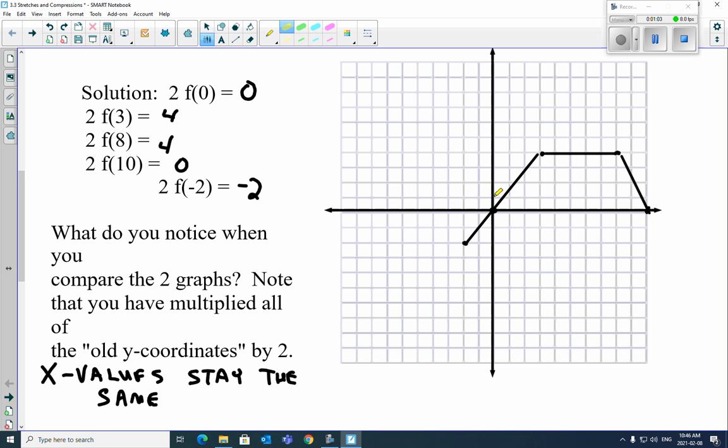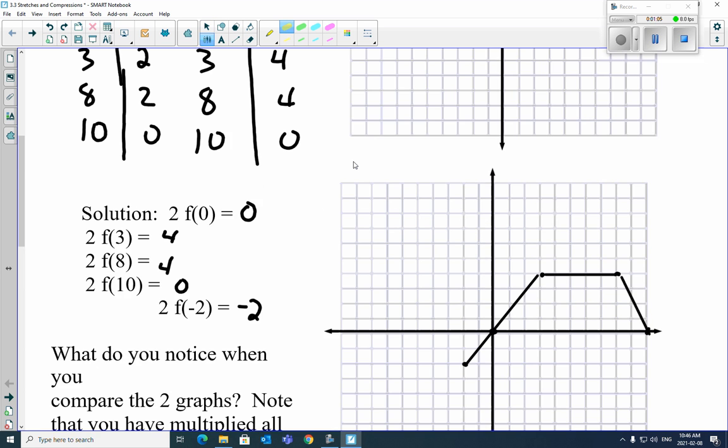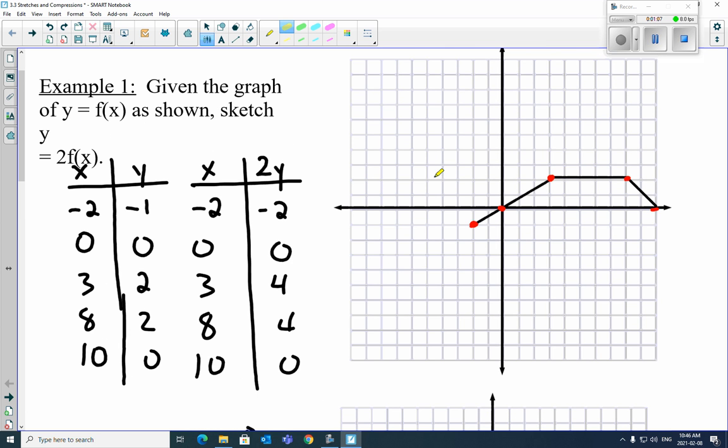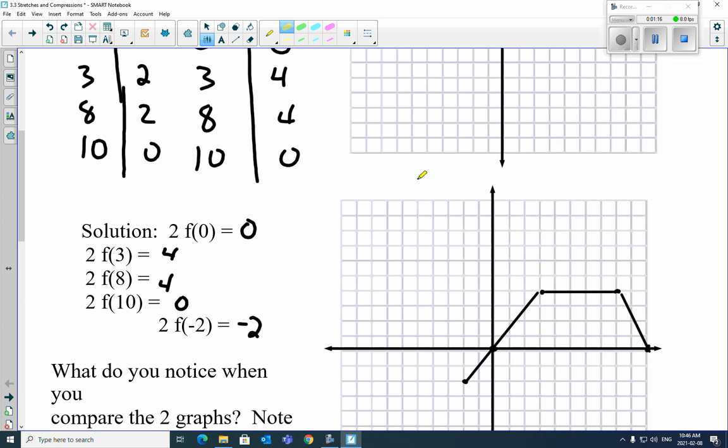Now, what if that was, let's say, a half out the front? Well, that would make them half as tall, right? So that's really nice. When you're dealing with the y values for stretches and compressions, they're really, really easy to work with. Here's the problem, and this is the tricky one.